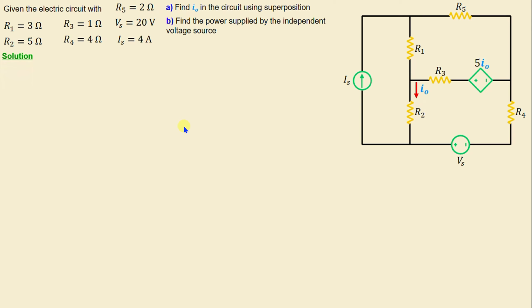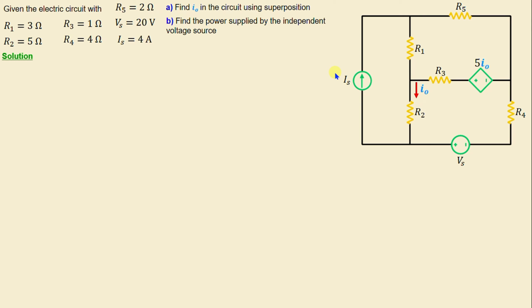First, we begin by identifying each independent source in this circuit. This step provides a clear understanding of the source that will be analyzed separately. In this circuit, we can observe two independent sources, one independent voltage source Vs and one independent current source Is.